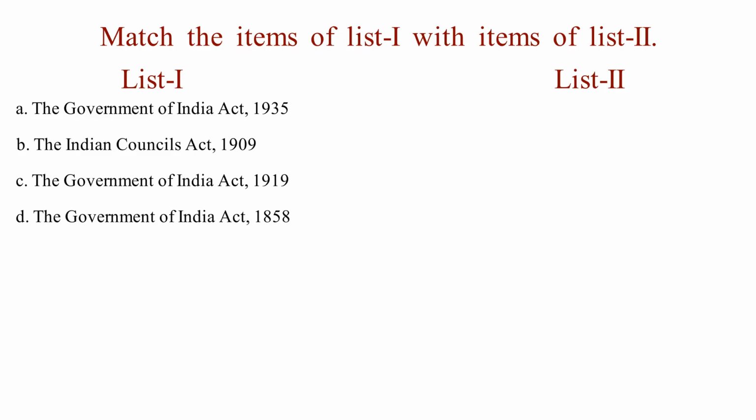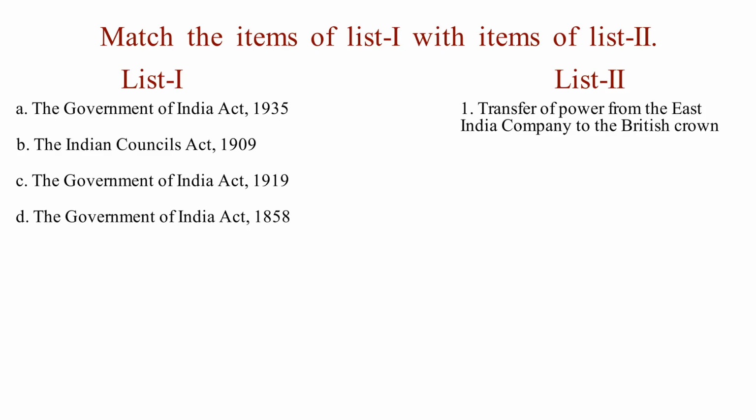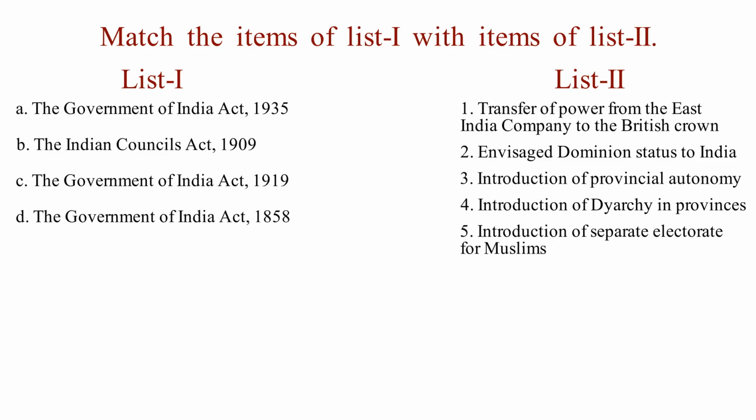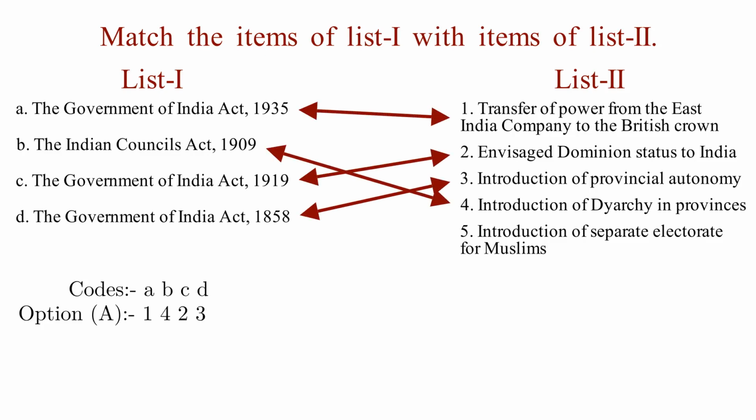Let's see which items are available in list 2. Item 1 is transfer of power from the East India Company to the British Crown. Item 2 is envisaged dominion status to India. Item 3 is introduction of provincial autonomy. Item 4 is introduction of diarchy in the provinces. Item 5 is introduction of a separate electorate for Muslims. The option A is 1, 4, 2 and 3.